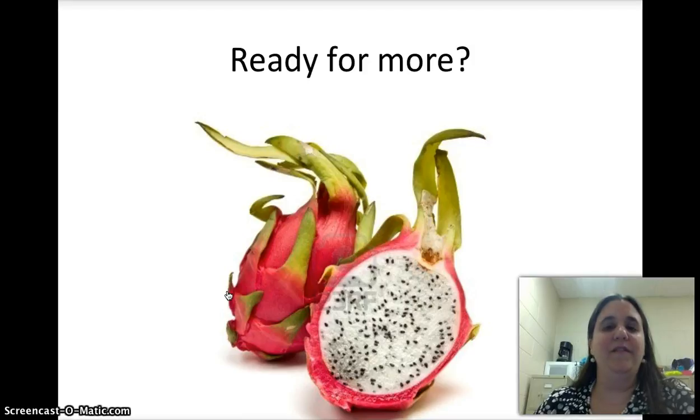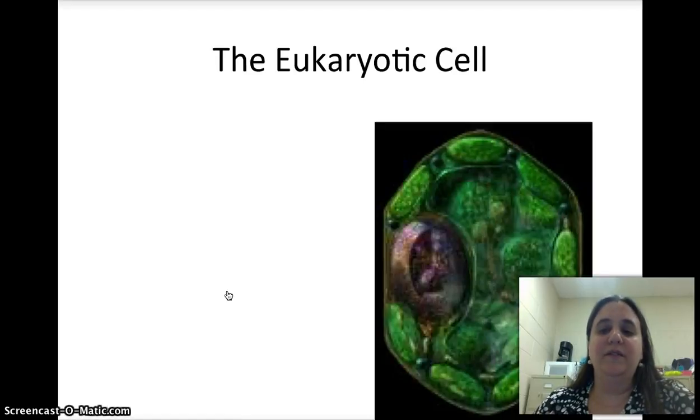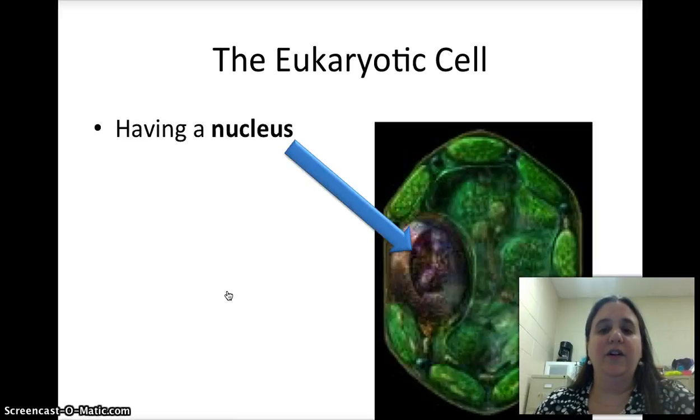Okay, now we're going to get ready for the cell structures. The first thing that we need to talk about with cell structures is that we're talking about eukaryotic cells. Eukaryotic cells can look something like that, and the main part of a eukaryotic cell is that it has this structure called a nucleus. So eukaryotic means to have a nucleus.